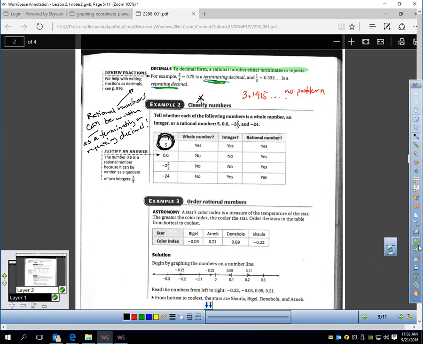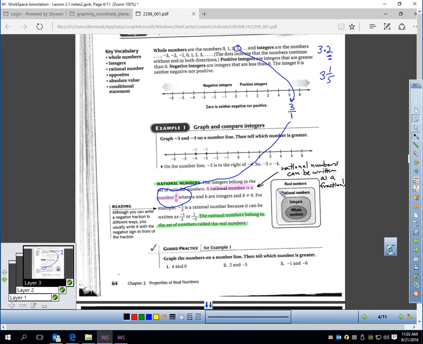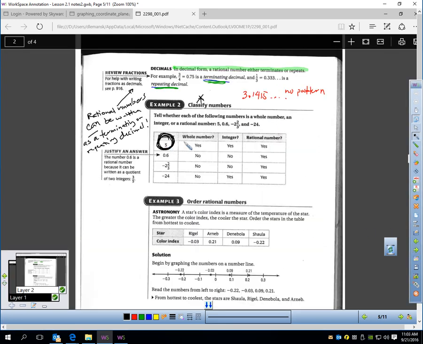So I want to go back to the table on the previous page, this little Venn diagram. So 5 is a whole number. I'll put it in here. Does it make sense that if 5 is whole, it's also an integer, rational, and real? It's got to be part of all these because it's inside all of those. So if you go back to the table, do you see how they put 5 is whole? Yep. Is it an integer? Yes. Is it rational? Yes.